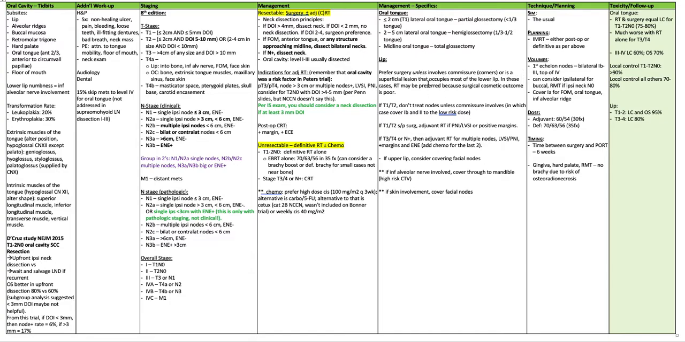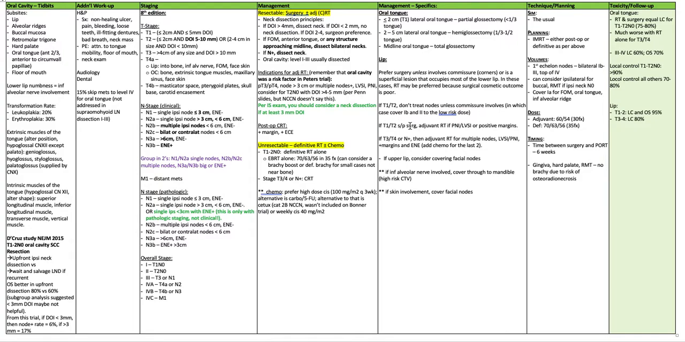In these cases, radiation may be preferred because the surgical cosmetic outcome is quite poor. If you have a T1 or T2 tumor, you don't treat the nodes unless the commissures of the lips are involved, in which case you would cover levels 1B and levels 2 down, to the low risk dose.